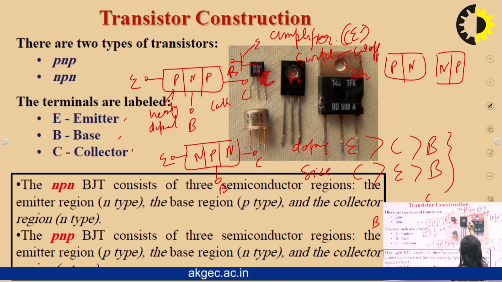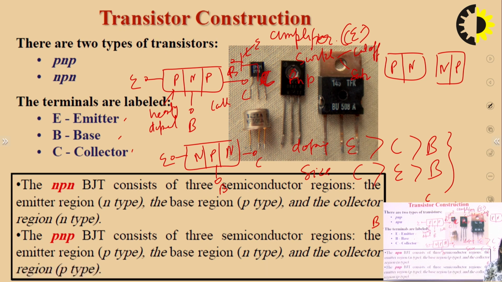Now we have to make the PNP transistor. So P is our emitter, N is our base, and P is our collector. So this arrow will be in this direction. Always there will be an arrow on the emitter side. It will not be on the collector side.